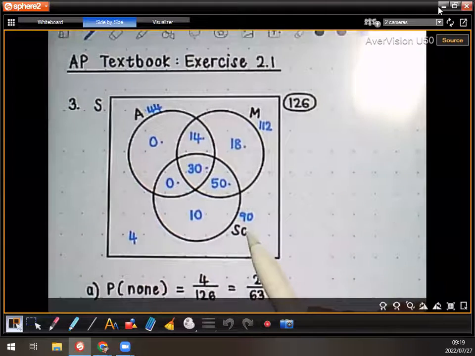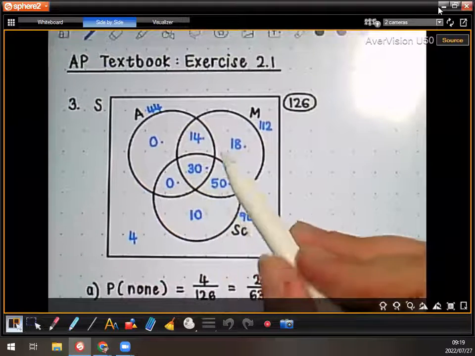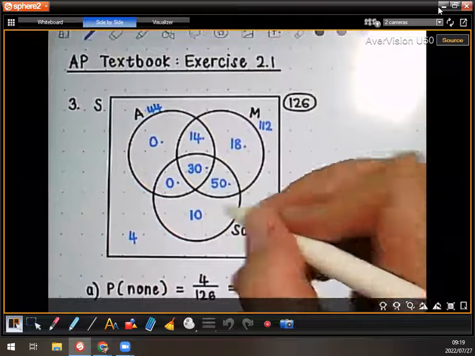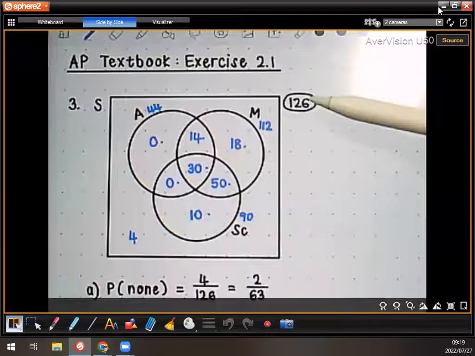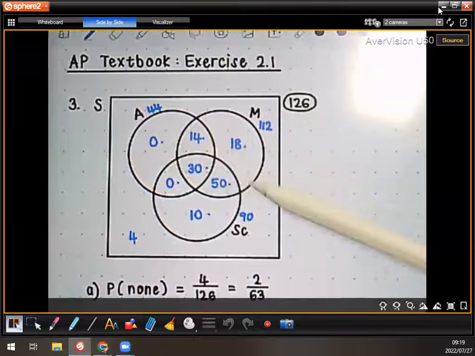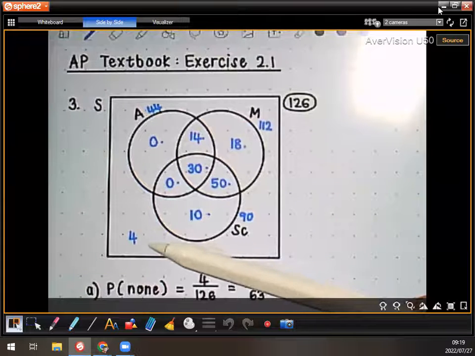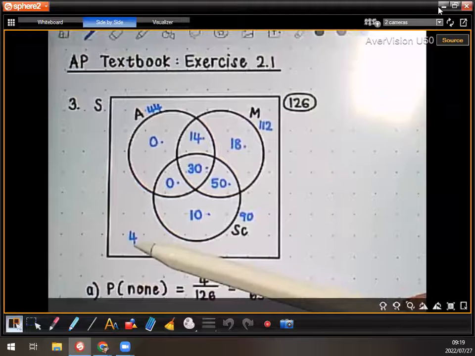And then the same thing for science. 90 minus 0 minus 50 minus 50 is 10. Then, because they didn't say anything about people not doing any of these 3 subjects, you would have to say 126 minus all of these numbers, and you do end up with 4. So there are actually 4 people in the school that don't do any of these 3 subjects.